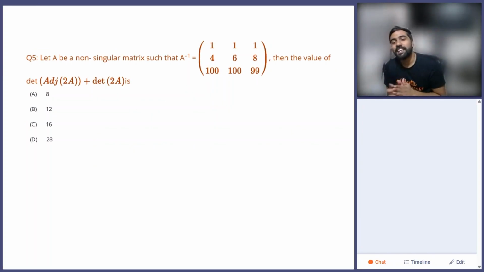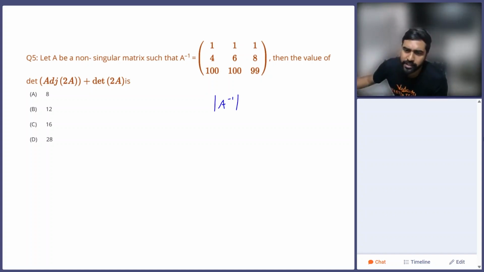Alrighty, let's move on. What do you have? You have the inverse of a matrix given to you. You need to find the determinant of adjoint of 2A and determinant of 2A. That's way too simple of a concept. First of all, we need the determinant of A inverse. So for that, let's create zeros over here.